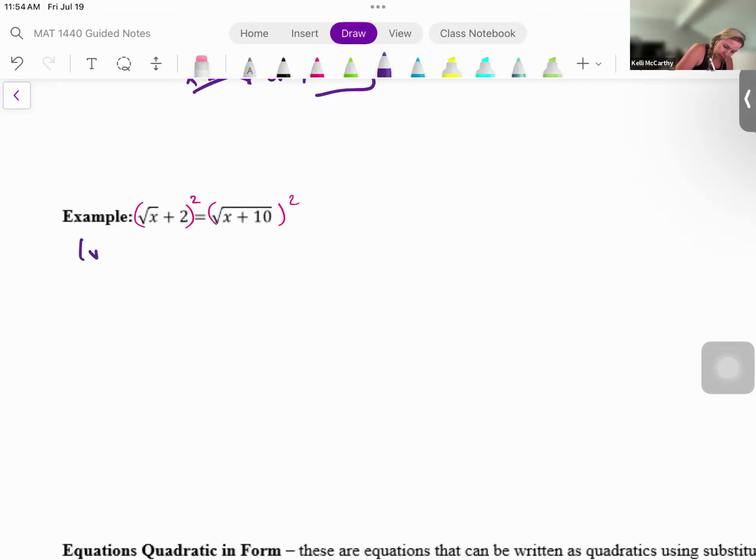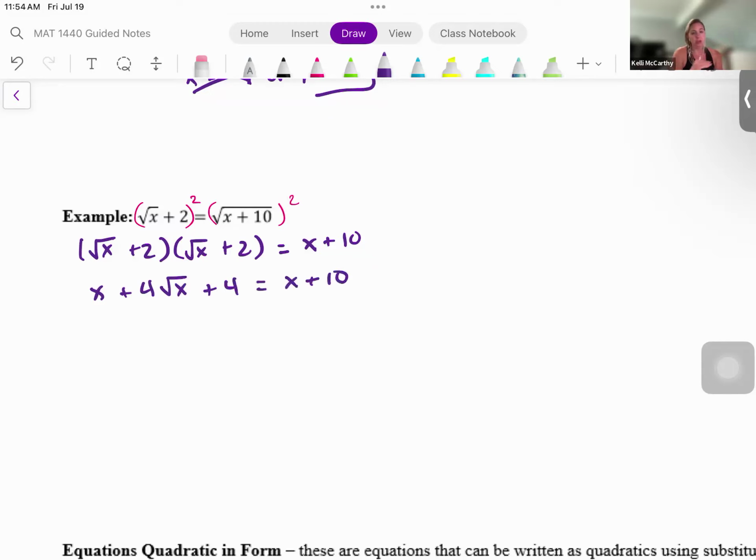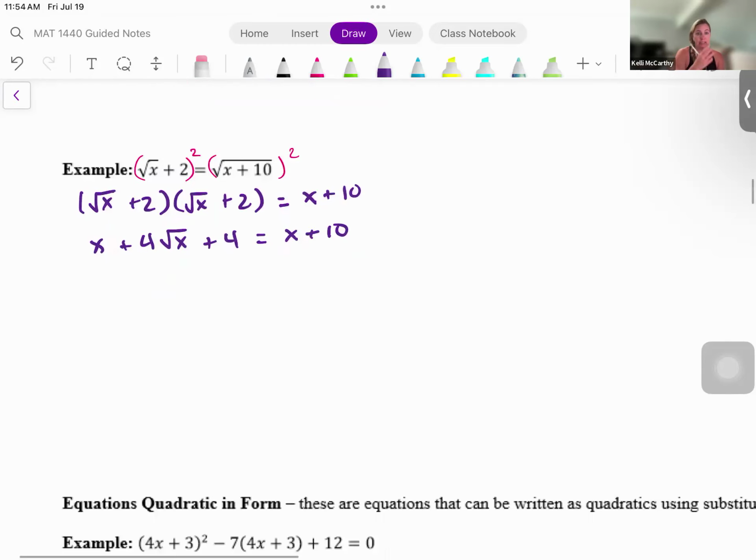So we've got the square root of x plus 2 times the square root of x plus 2 equals x plus 10. Being really careful to FOIL the left-hand side, the square root of x times the square root of x is x. This is going to be plus 4 square root of x plus 4 equals x plus 10. Start combining like terms. We can subtract x and 4 from both sides. So we have 4 square root of x is equal to 6. You can divide both sides by 4. The square root of x is 6 over 4.